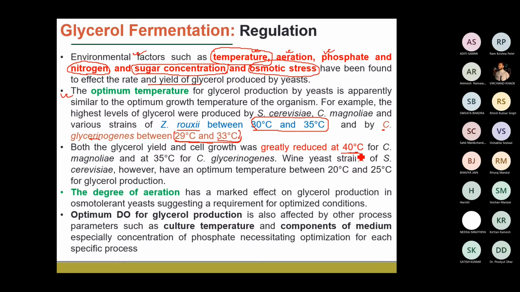Another thing is the degree of aeration. The parameter to evaluate that is how much dissolved oxygen is there. That requires optimization, as well as the concentration of phosphates, which needs to be optimized whenever you are carrying out your glycerol fermentation process.